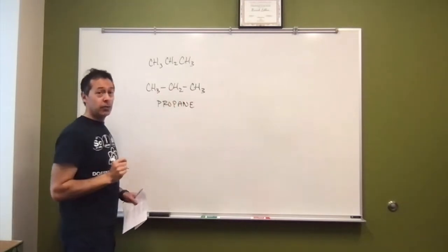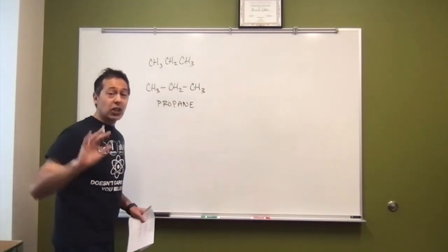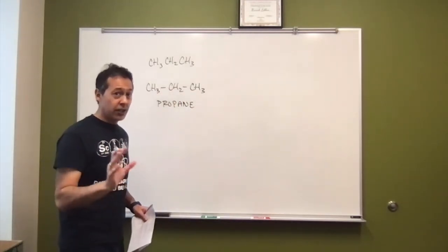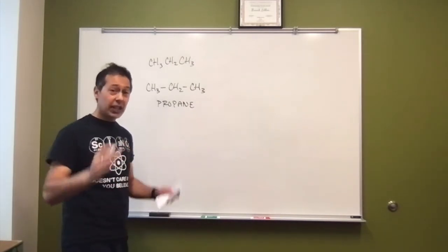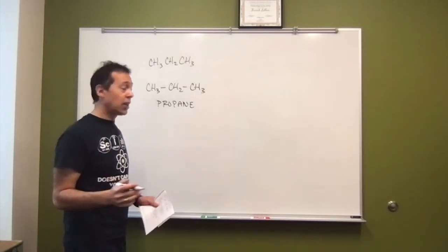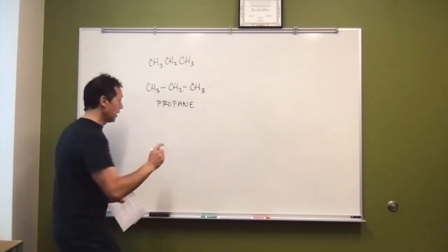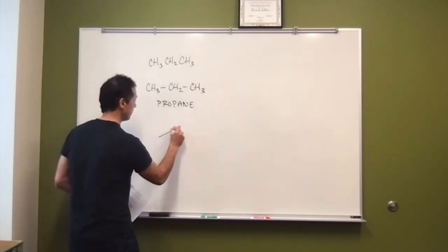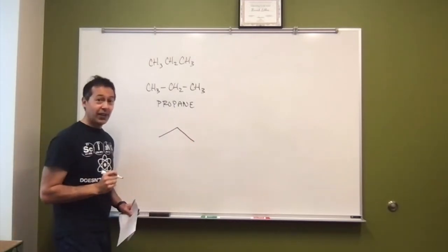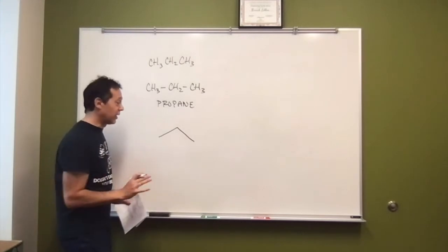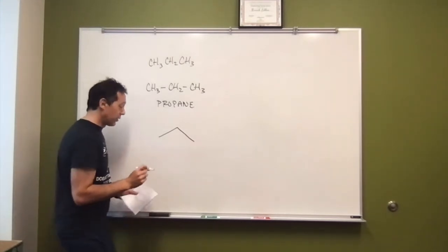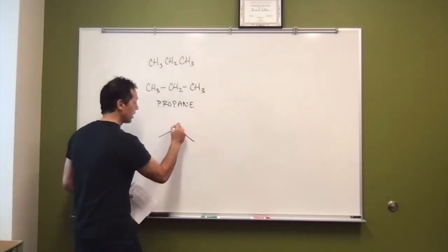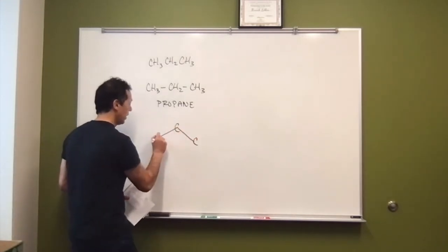Three carbon atoms. Now, a line angle drawing of this would be a shorthand simplification, a lazy way of drawing this molecule. And it would look like this. And you might be going, what? Well, here's what's happening. At each one of these points would be a carbon atom. Now, they're not drawn, but there would be a carbon atom here, here, and here.